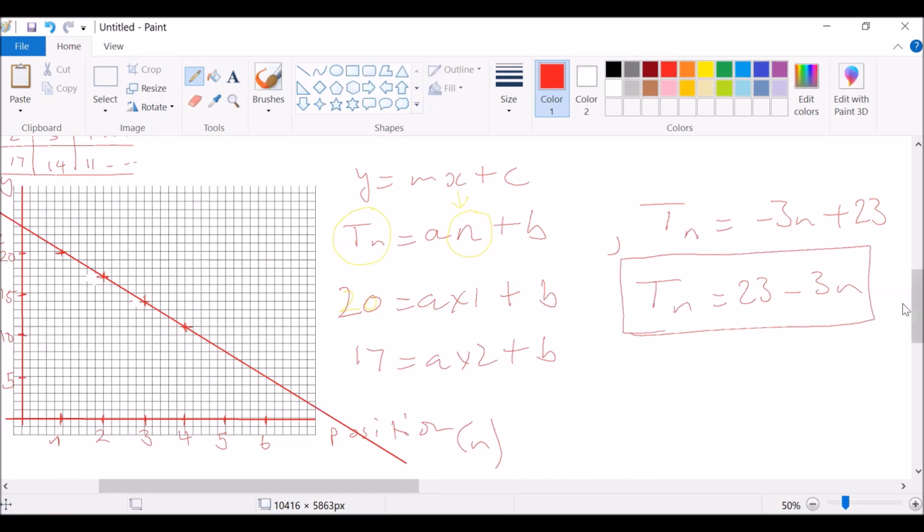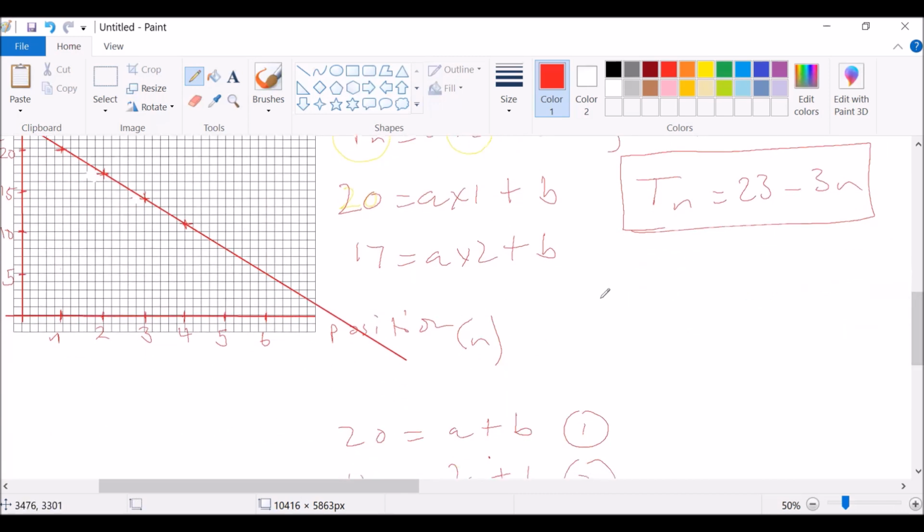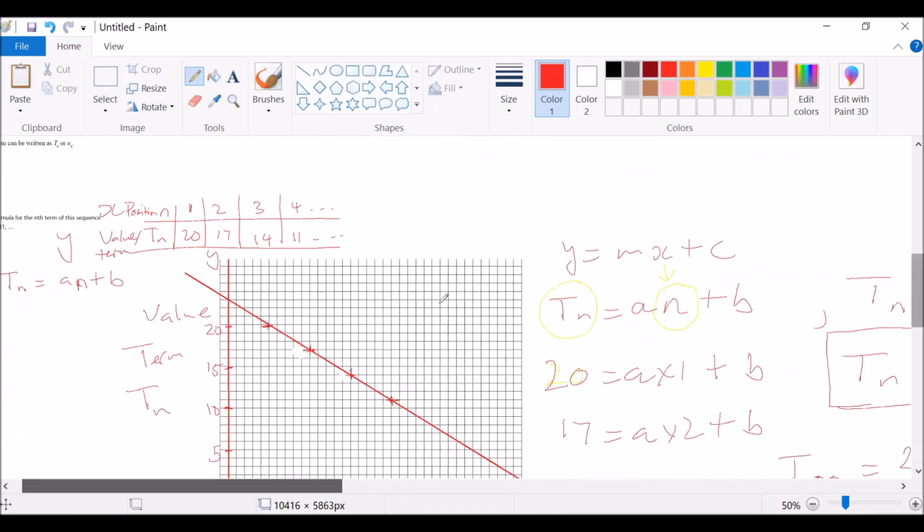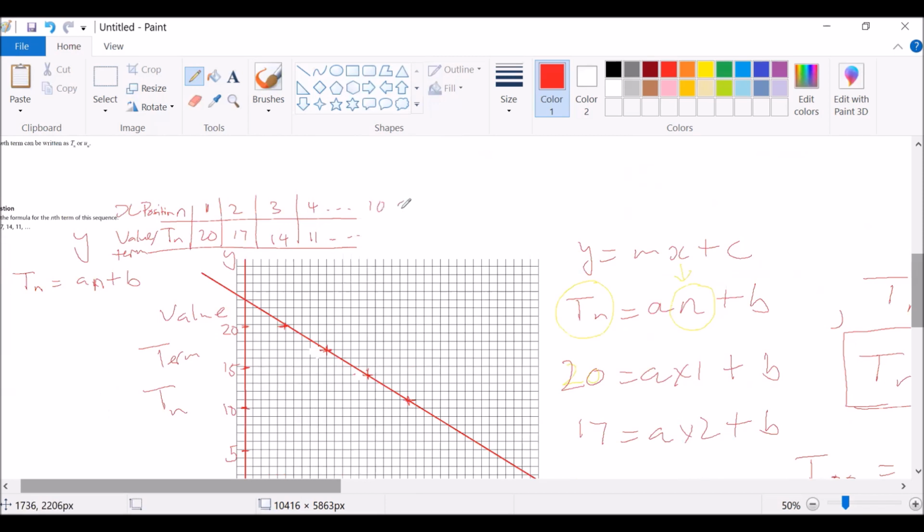We can find any term. If we are asked to find the 100th term of this sequence, we can just say T100 is equal to 23 minus 3 times 100, which is 23 minus 300, which will give us minus 277. So on our table, if it goes on and we are looking for the term at position 100, we know it's minus 277. Thank you.